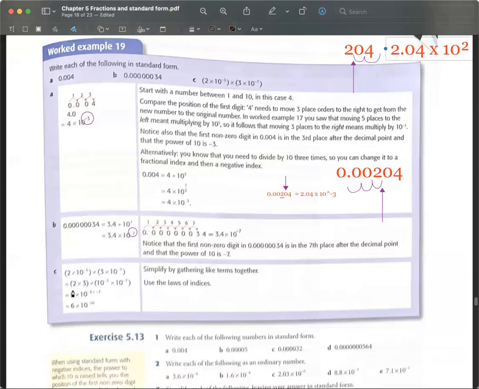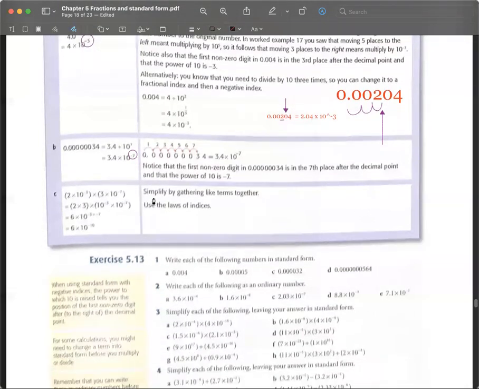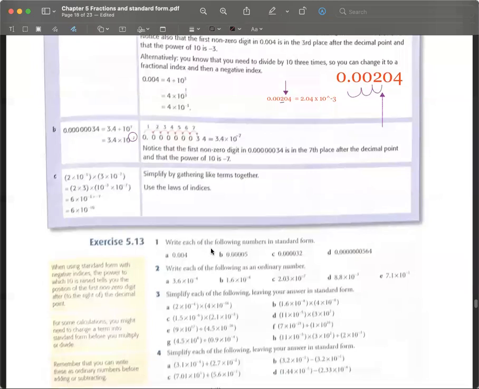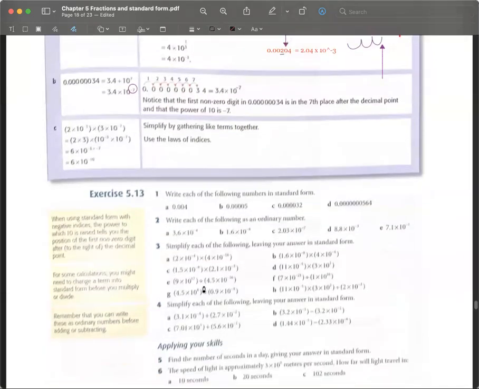Then again, if we're looking at here, if it is a multiplication, then we need to just multiply 2 and 3, get 6. 10 to the power of -3 plus 10 to the power of -7, we get 10 to the power of -10, because the law of indices states that if it's a multiplication, we need to add the power. Okay, so if it's a division here, you use the same law of indices.